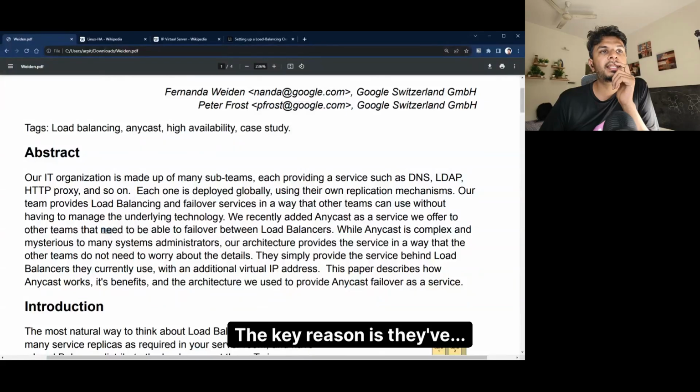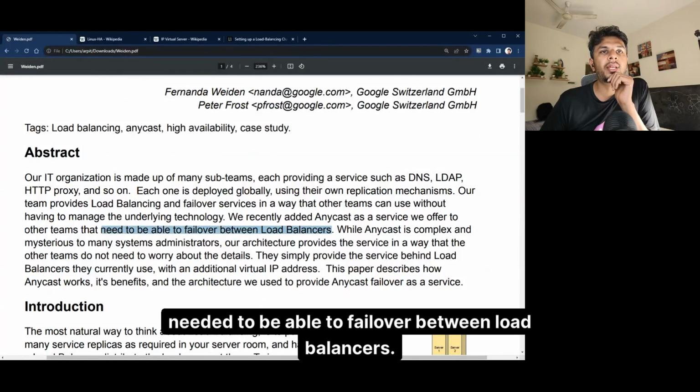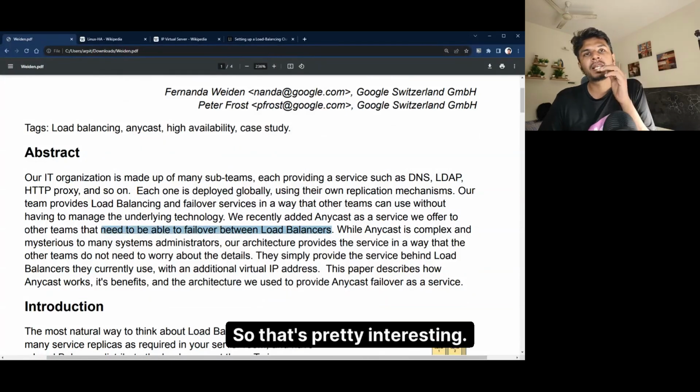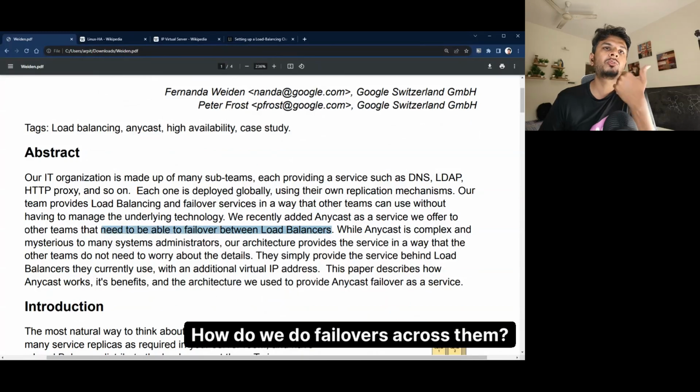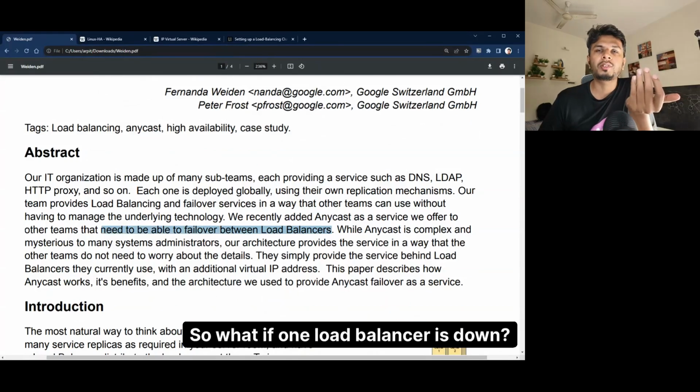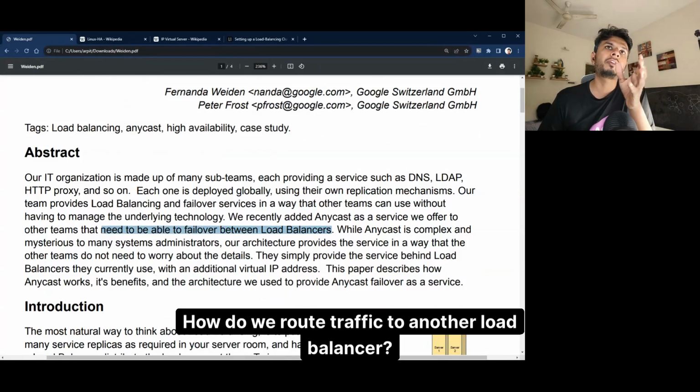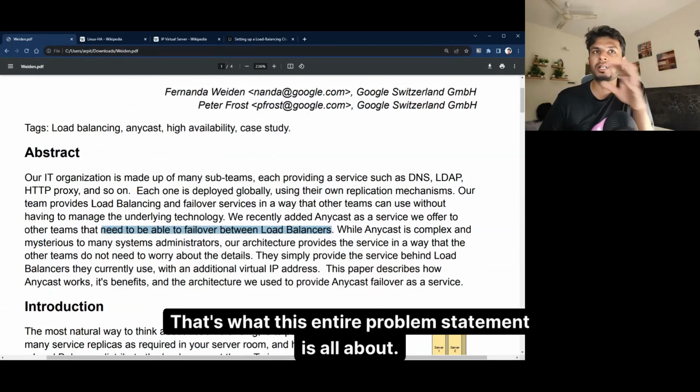The key reason is they needed to be able to failover between load balancers. So that's pretty interesting. It's more about that, hey, we already have a bunch of load balancers. How do we do failovers across them? So what if one load balancer is down? How do we route traffic to another load balancer? That's what this entire problem statement is all about.